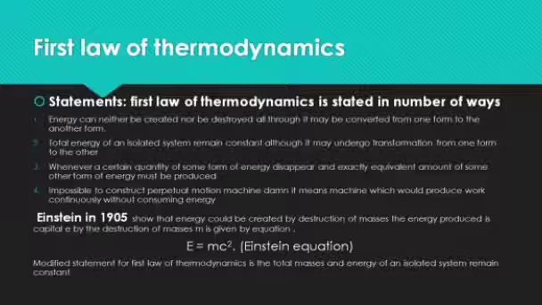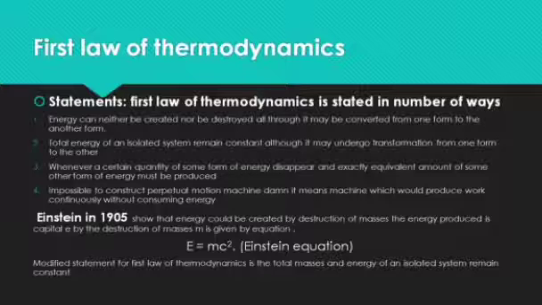It is impossible to construct a perpetual motion machine. It means a machine which produces continuous work without consuming energy. Einstein in 1905 showed that energy could be created by destruction of mass. The energy produced, capital E, is from the destruction of mass m, given by the equation E is equal to mc square, that is also called the Einstein equation.